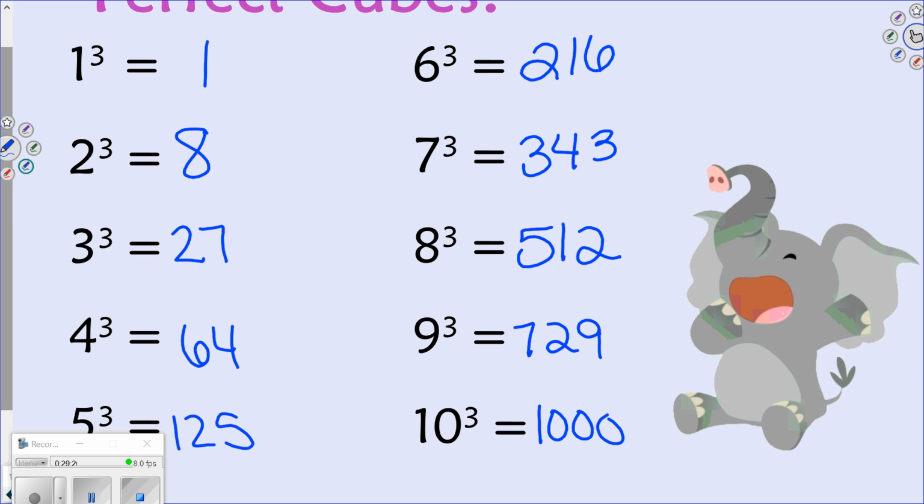Do I have a song? I do not have a song. That's good. We need to come up with a song for the cubes, right?